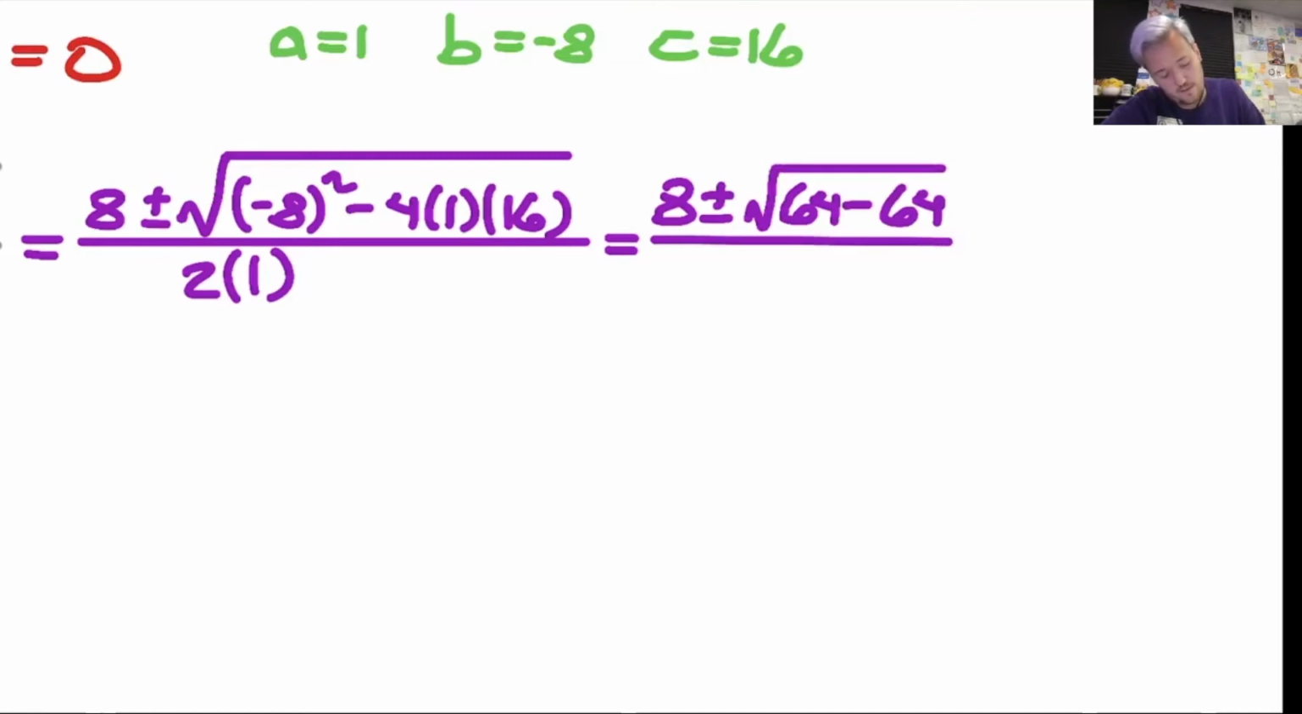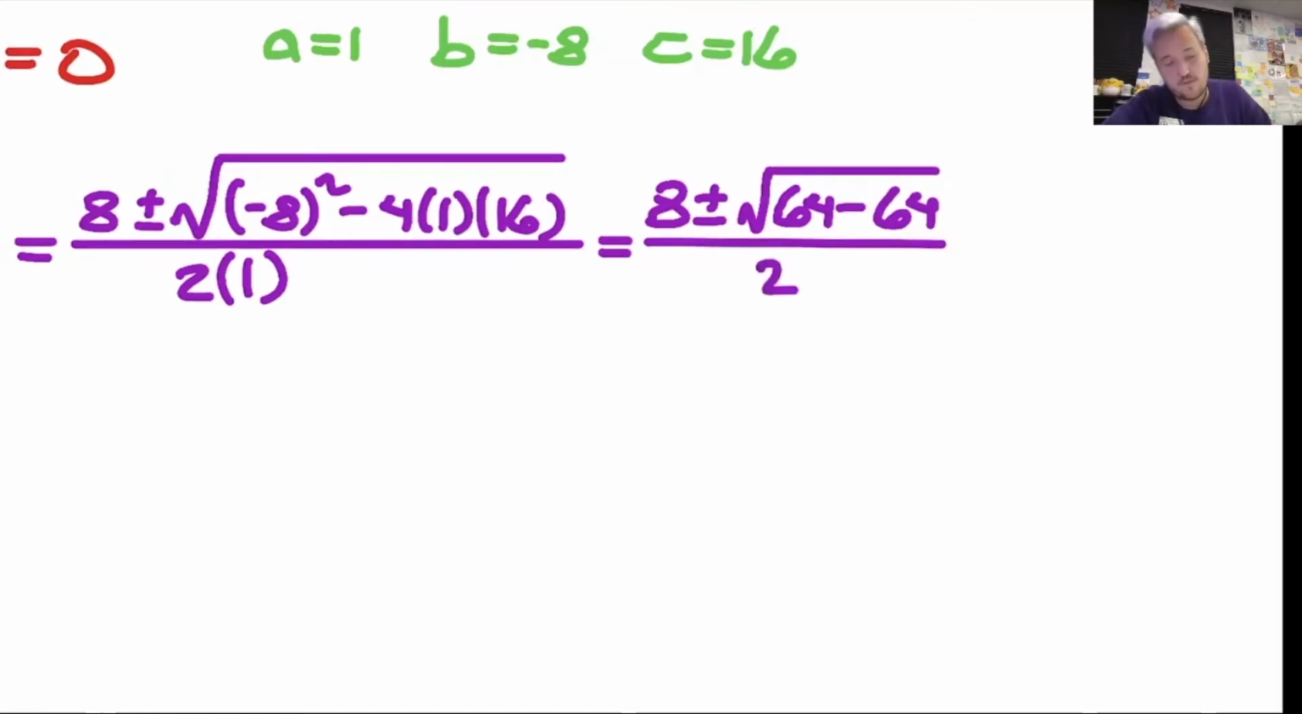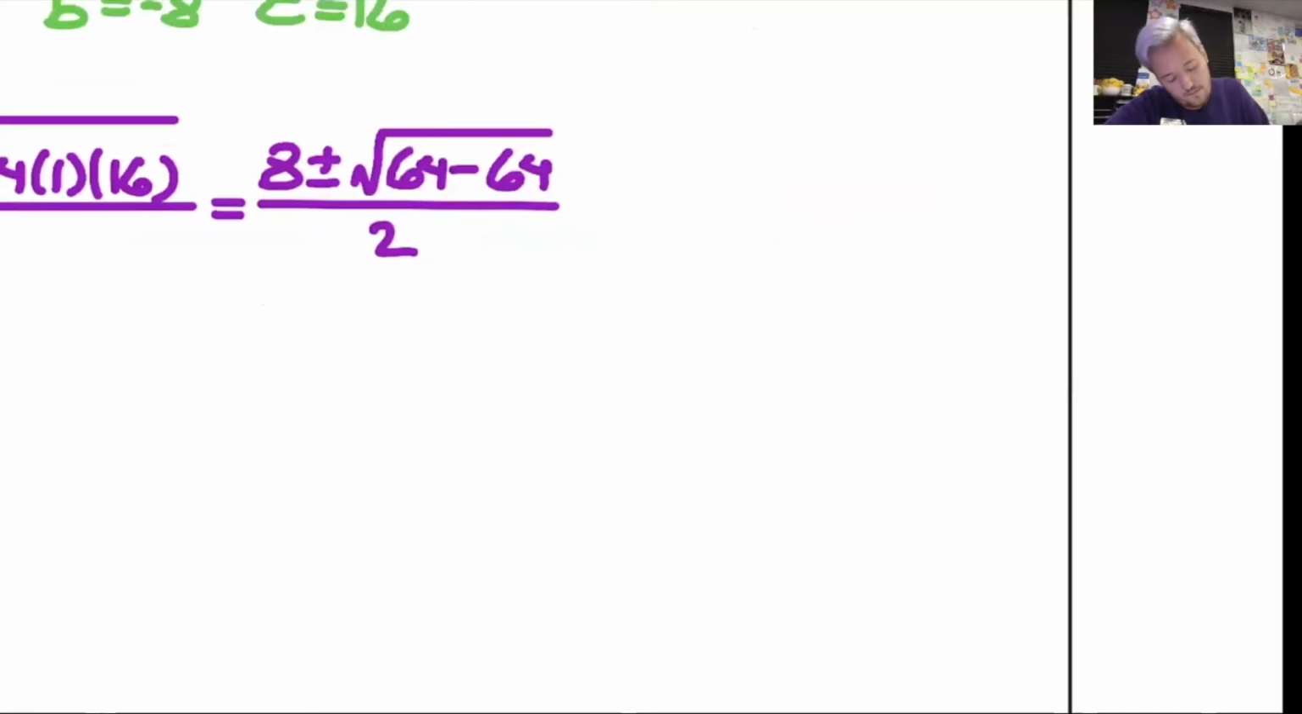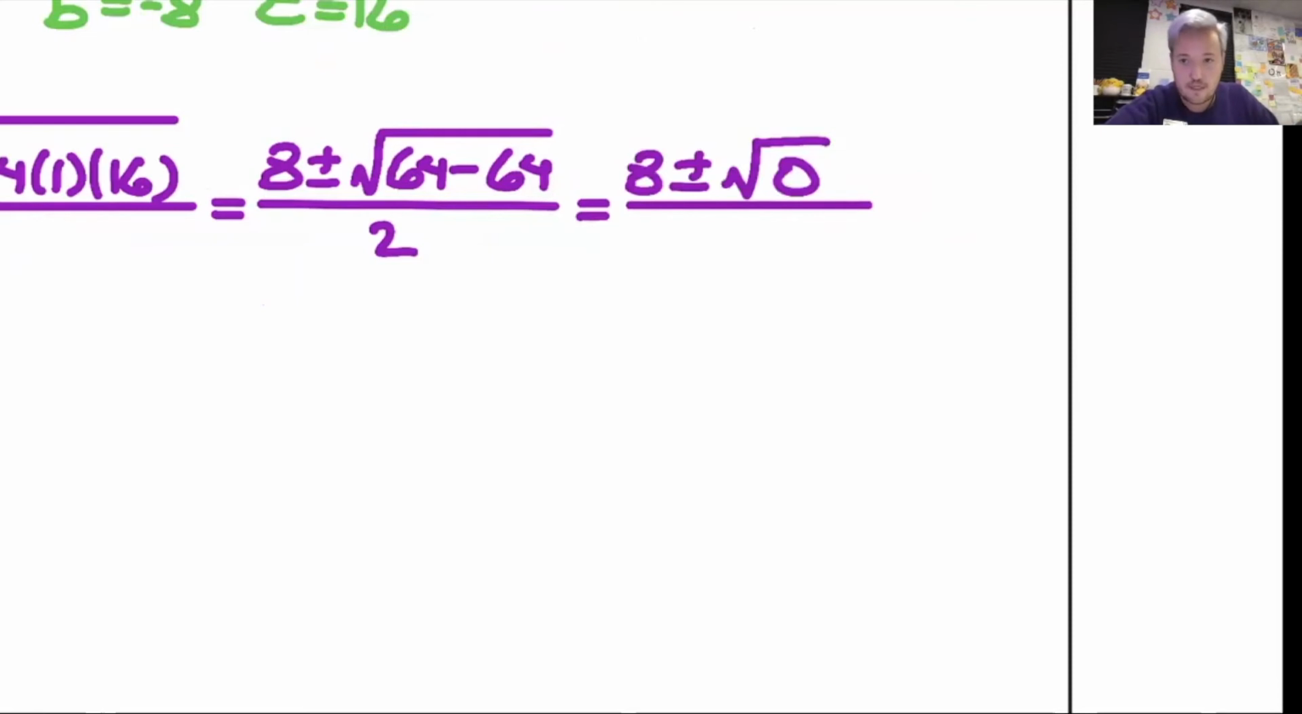All right, and that's going to be all over 2. 2 times 1 is just 2. So here, we're going to have 8 plus or minus the square root of 0, since 64 minus 64 is 0. That's all over 2.